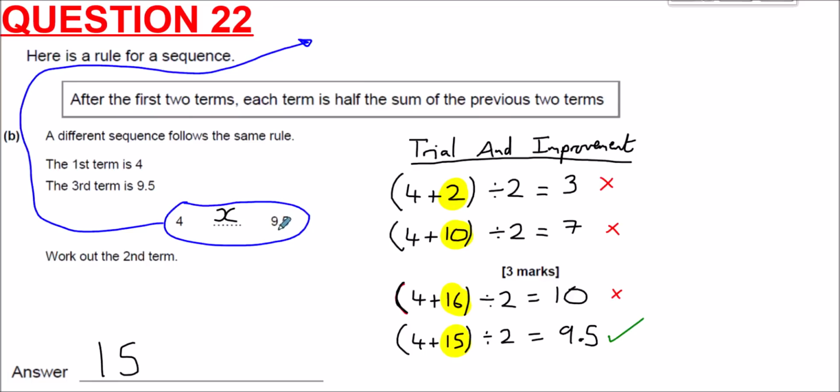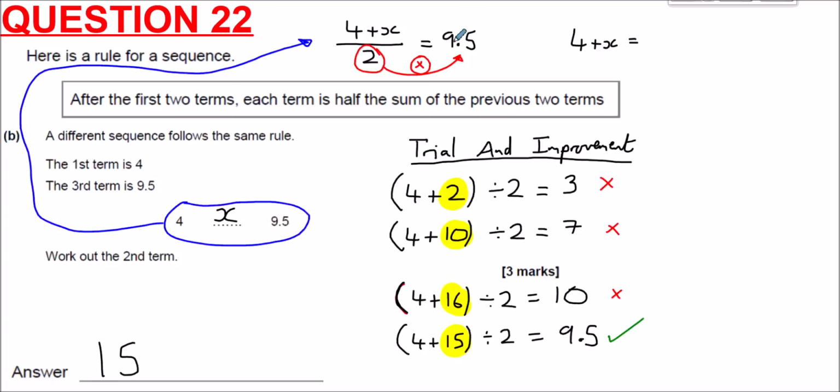So compared to 9.5, the previous two are 4 plus x. So half of that sum would be 4 plus x divided by 2. And that needs to give us 9.5. Now this is an equation we can now solve. So all of that 4 plus x is being divided by 2. If we swap side and swap sign, that 2 which is dividing here becomes the opposite of dividing, which will be multiplying. After this 2 moves across, we'll just be left with 4 plus x.